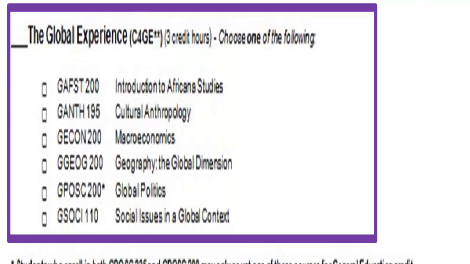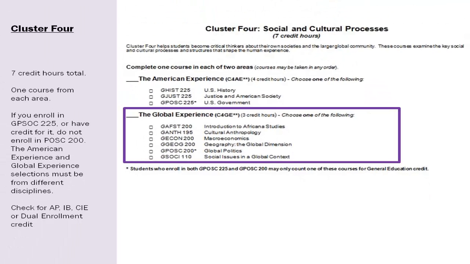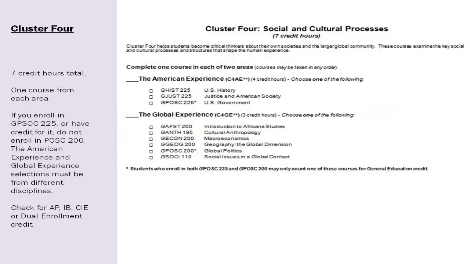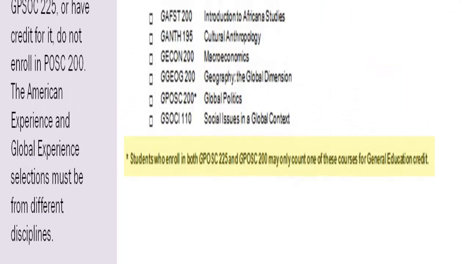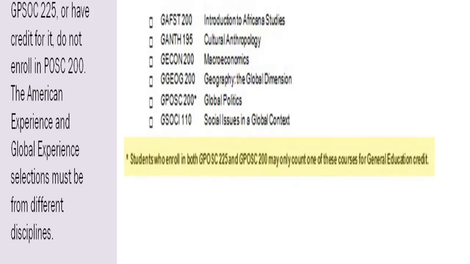Courses in the Global Experience focus on global issues of great importance to the human community. As you can see, the topics vary from course to course. Notice that there is an asterisk beside GPOS 225 and GPOS 200. The asterisk directs you to the rule that the students who enroll in GPOS 225 under the American Experience are not to enroll in GPOS 200 under the Global Experience area.